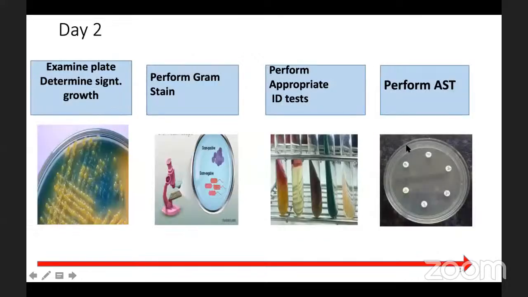Anyway, day 2, after incubation, you come and examine the plates for evidence of growth. As you're examining the plates, you are determining whether it is significant or not. And we will talk about that as we go down. So you come, you see your plates, there's growth on it, it is significant. You go ahead and perform your gram stain. The gram stain will tell you whether the bacteria or whatever you have grown is gram positive or gram negative, or it is a candida.